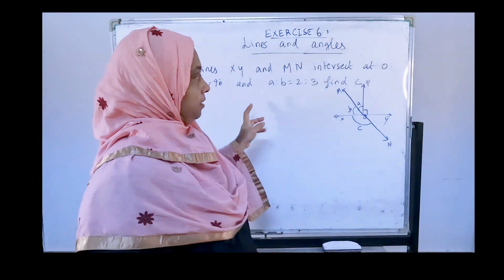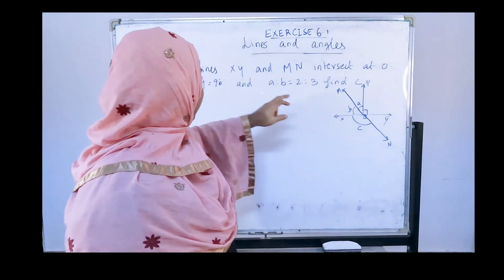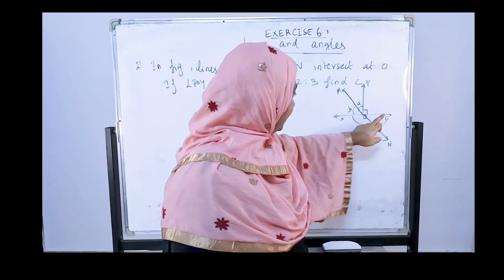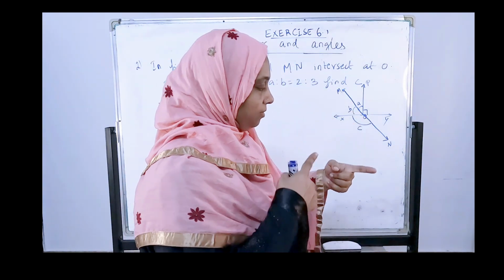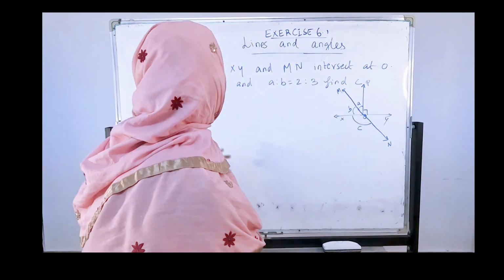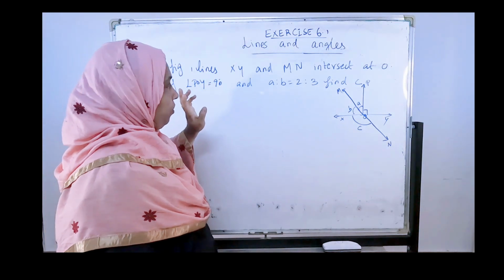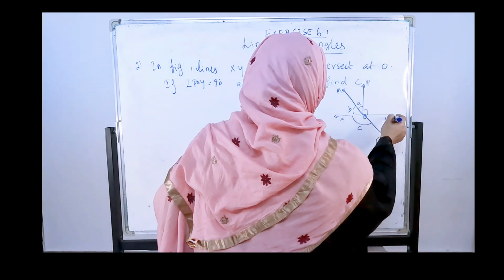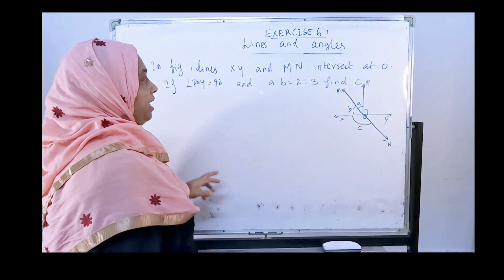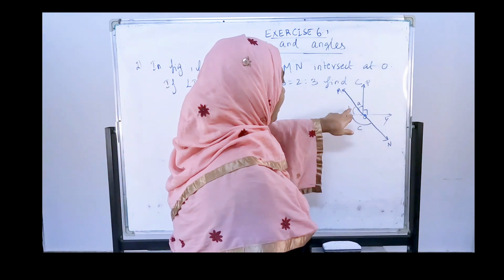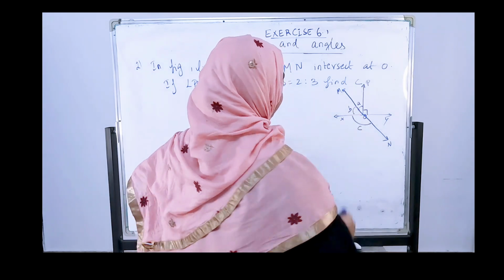Okay. So in the second sum, they have given that in the figure, lines XY and MN intersect at O, both of them crossing at O. Intersect means crossing. They have given that angle POY is 90 degrees, this symbol represents 90 degrees, and they have given a ratio of A and B as 2:3. And they are asking us to find C.